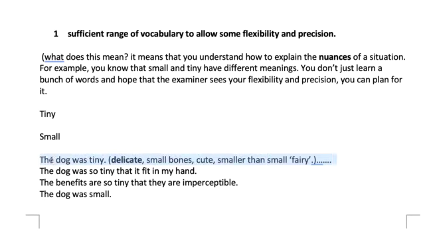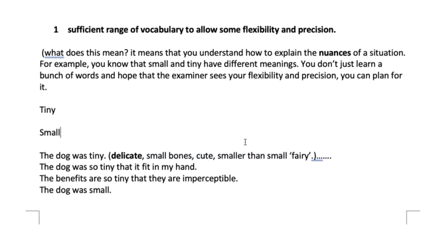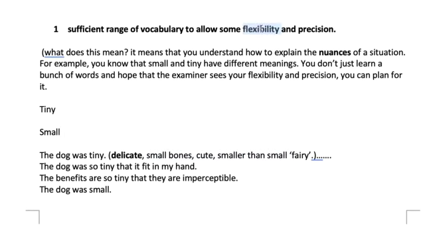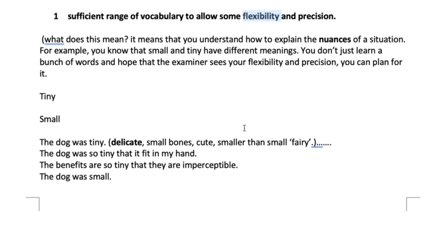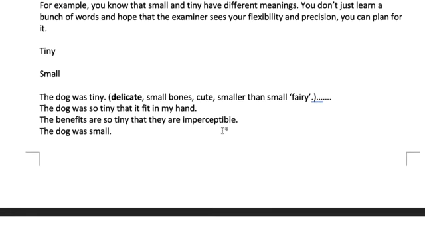If you use the word small, we don't know what you mean, because there are many different words that go with small. But if we use tiny, we know it's very, very small, and it may have these qualities inside. Okay? So flexibility. Flexibility is allowing you to explain things in different ways. You can use all of these words to explain what the dog was, for example.